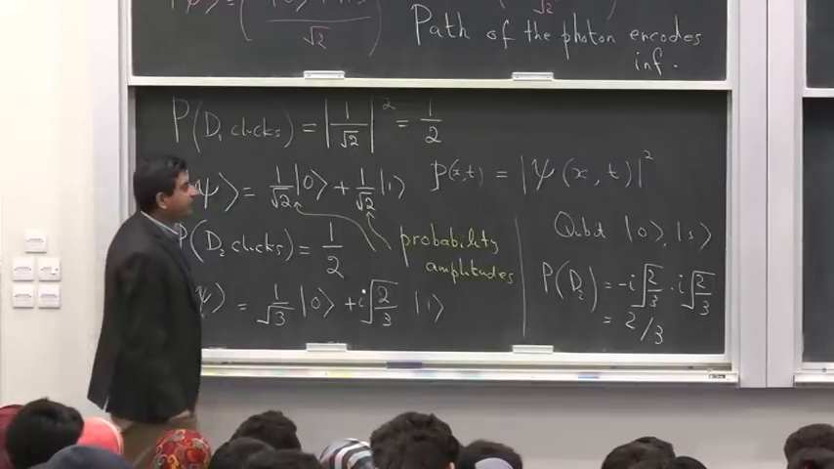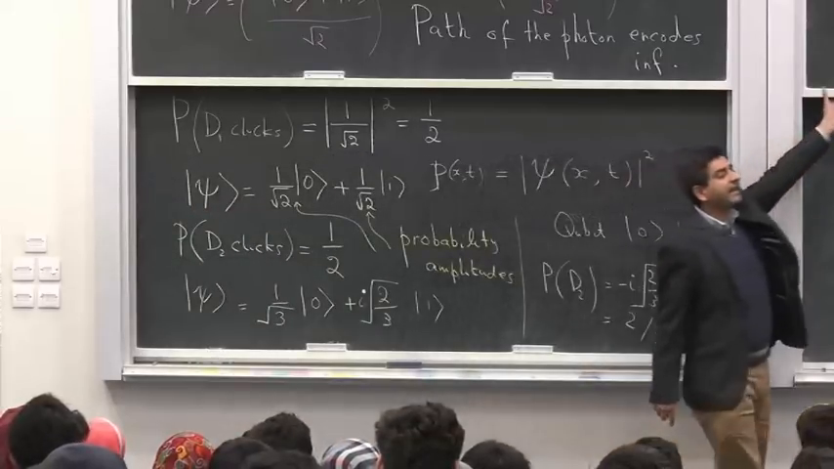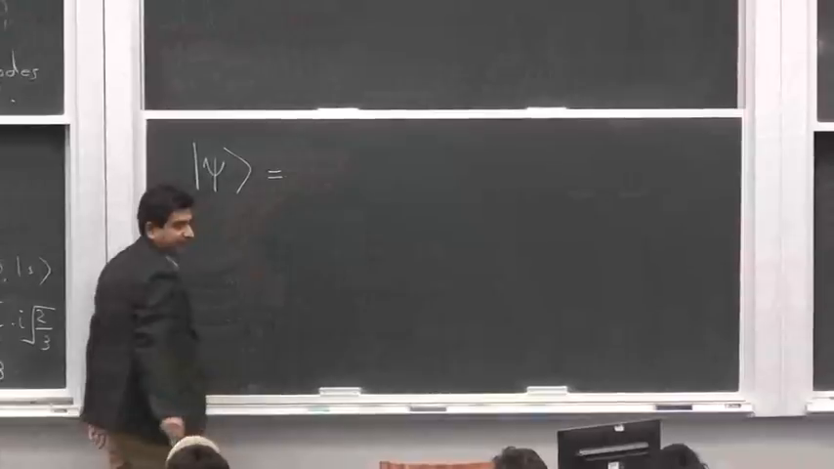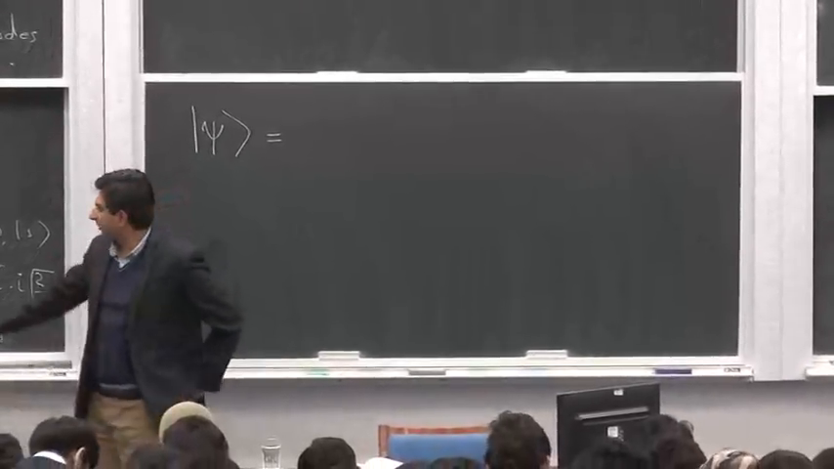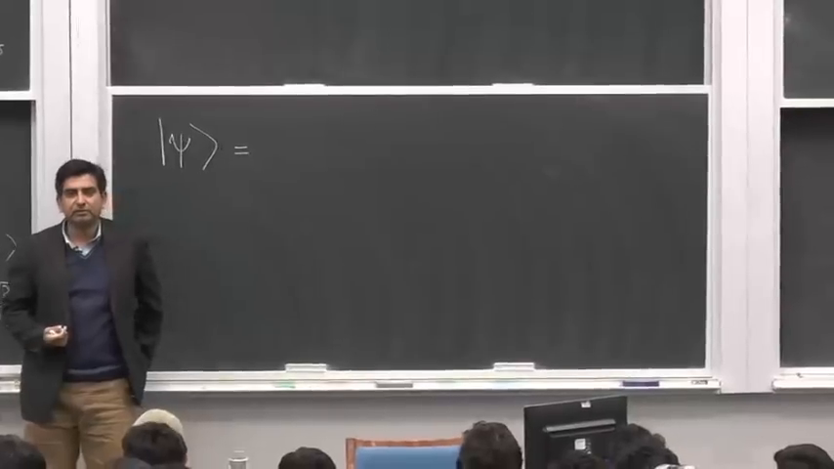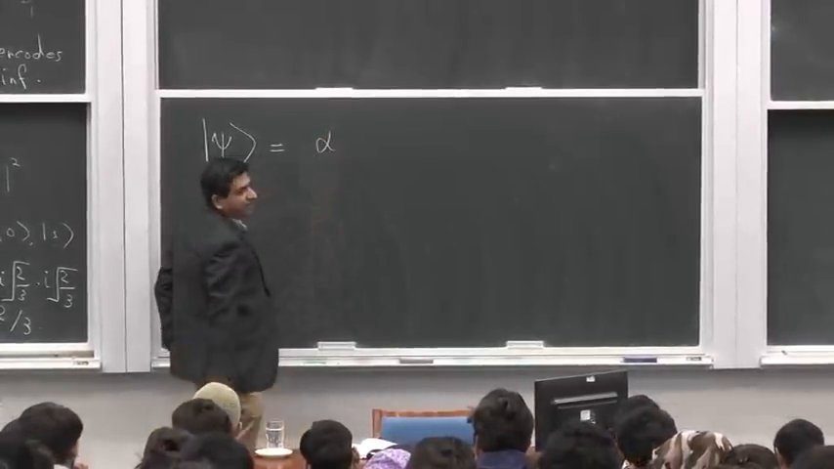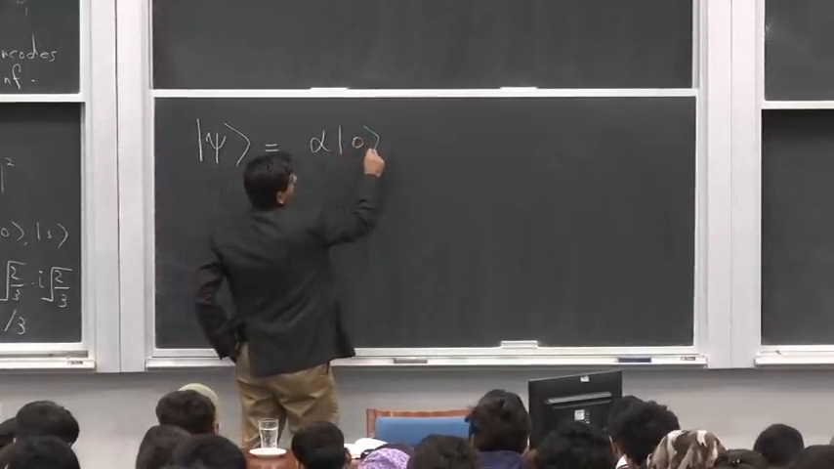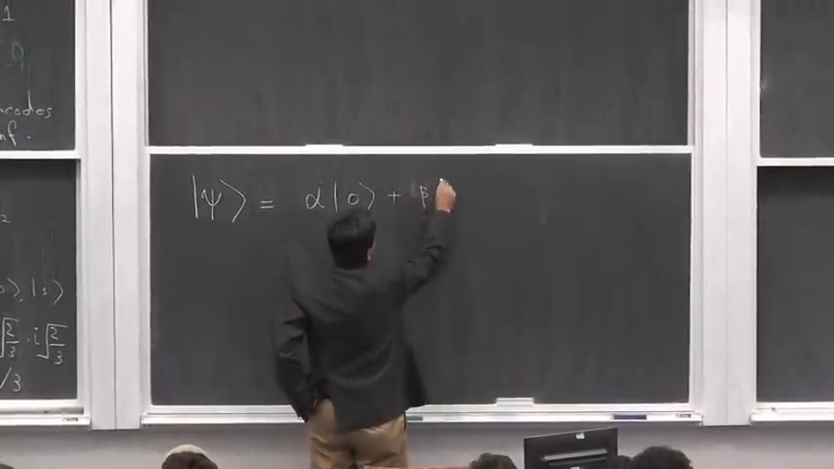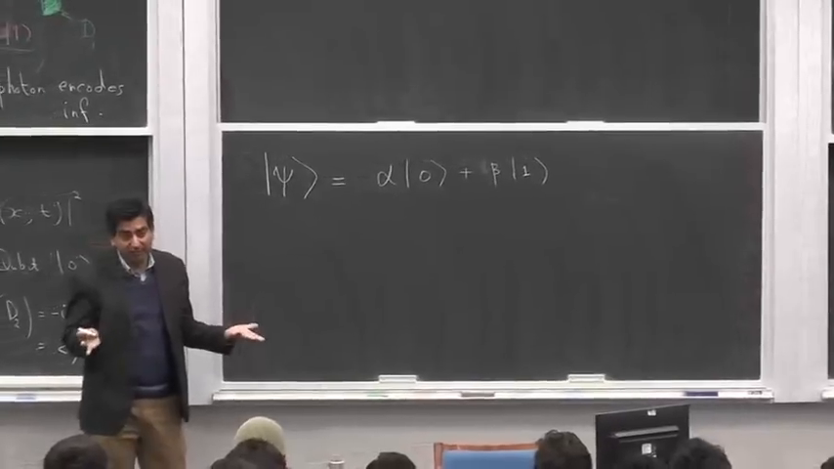Alright? So I can have a qubit which is in a general state. What's the most general state for a qubit with this basic understanding? Can I come up with a general state for a qubit? So I can write a complex number, let's call it alpha, |0> plus some other complex number beta |1>. Okay, so this is a general quantum state of a qubit.